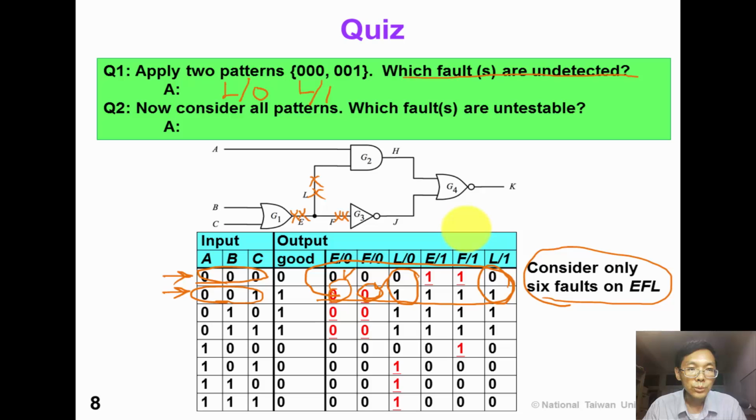Quiz number 2. Now, let's consider all the 8 test patterns. Can you tell me which faults are untestable? Have you got it? Looking at these 8 test patterns, no pattern detects L stuck at 1 fault. So L stuck at 1 fault is untestable.